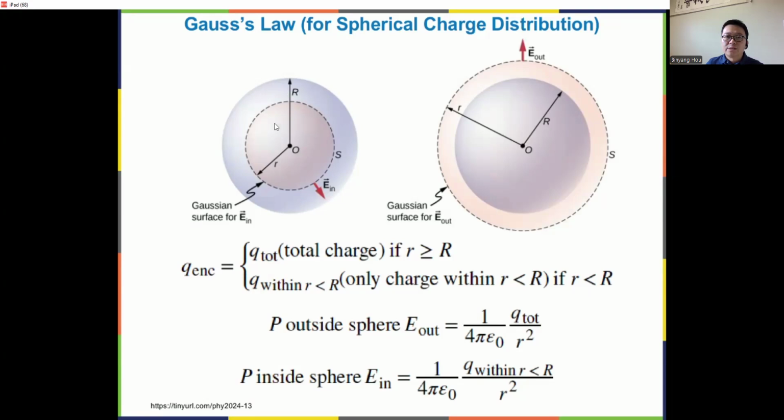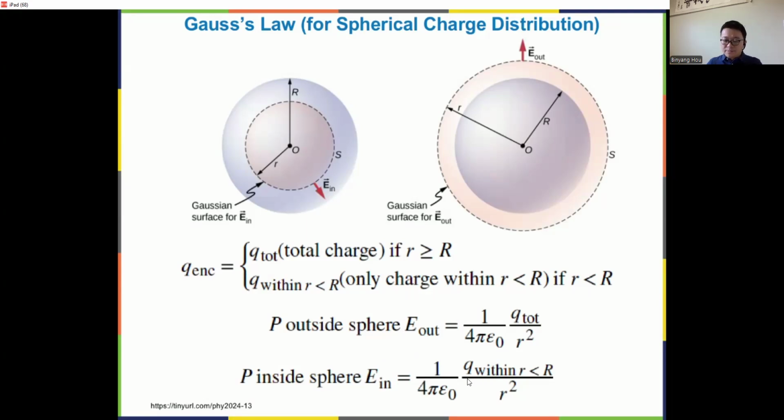Now, if we are looking for the electric field inside that sphere, you can draw another small spherical Gaussian surface, which is smaller than the original. Then only part of the charge distribution will be enclosed, so you only have the charge in that smaller sphere. At point P outside the sphere, it turns out to be 1 over 4 pi epsilon naught, Q total over R squared. If you apply the flux definition and then use Gauss's law to calculate the flux, in the end you'll get this result. If you are looking at the electric field inside the sphere, you'll get this result.